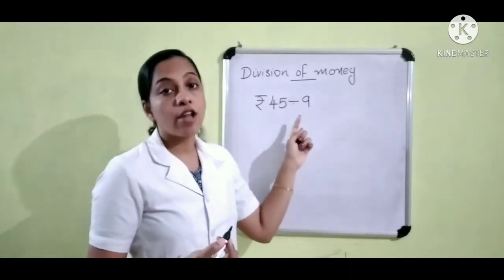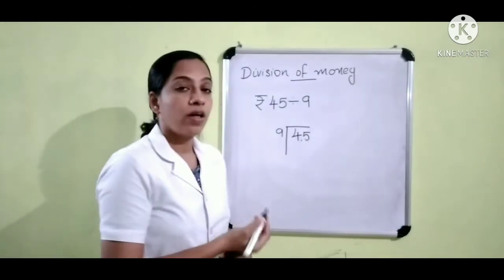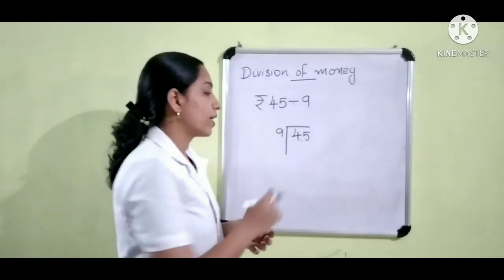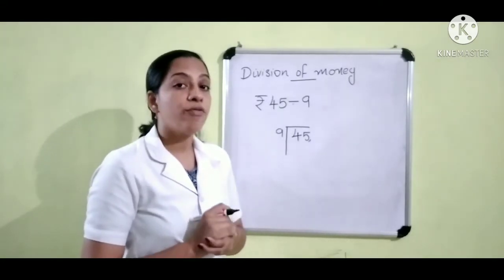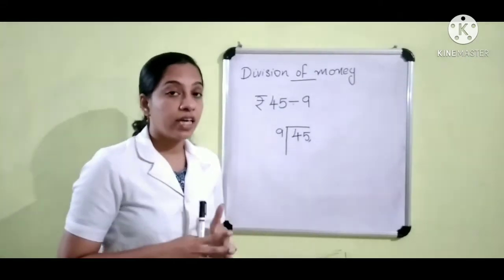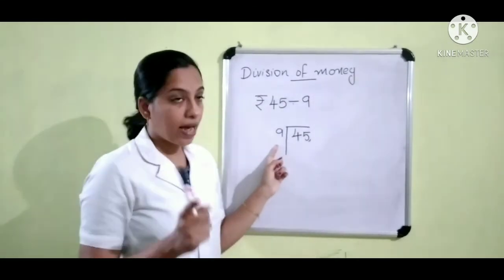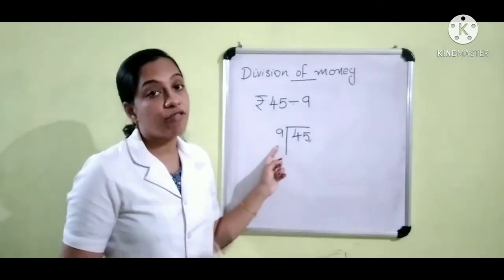Here we can use the long division method. Let us take the first digit 4, which is smaller than 9. So we can't divide. So let us consider the next digit too. Let us consider the number 45. See, children, here we have to use the multiplication table of 9, right? Then tell me how many times does 9 go in 45?